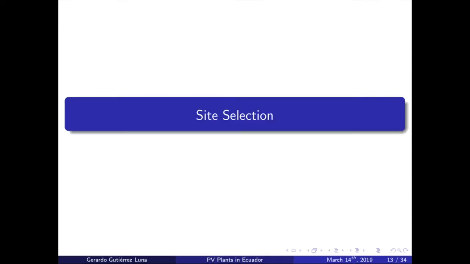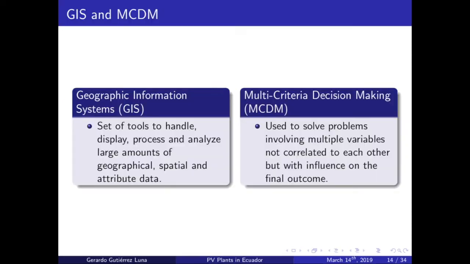For the site selection, two techniques were used. The first one is geographical information systems, which are a set of tools to handle, display, process, and analyze large amounts of geographical, spatial, and attribute data, and multi-criteria decision making, which is used to solve problems involving multiple variables that are not correlated directly to each other but have an influence on the final outcome.